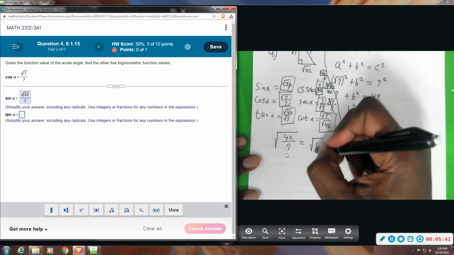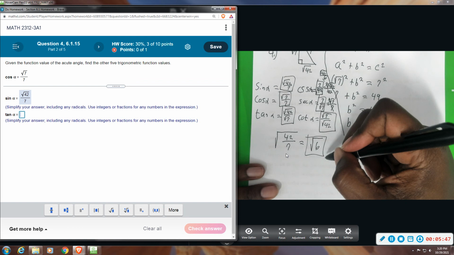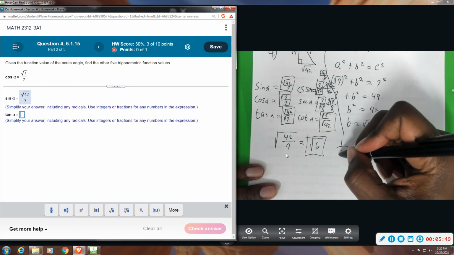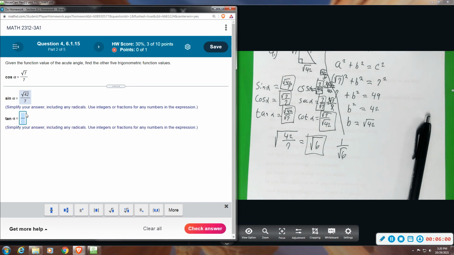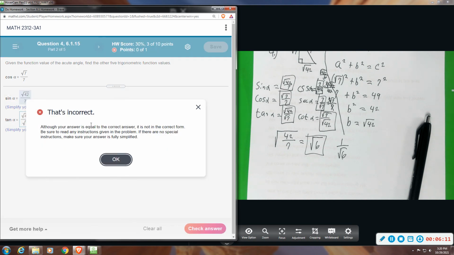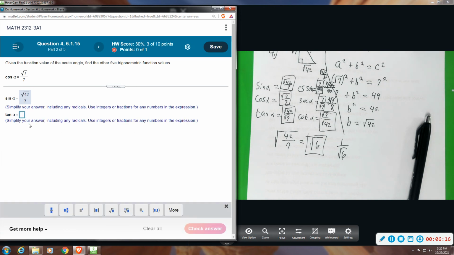I think you must have that for this one. And then when you do the reciprocal for this one, you would flip it and have 1 over the square root of 6. I do think you must do that. So let me show you just to verify. I'm going to put this in first, and then I'm going to convert to square root of 6. So if I do fraction square root of 42 over square root of 7, although your answer is equal to the correct, it's not in correct form. So yes, you must simplify this. So it will all simplify down to square root of 6.